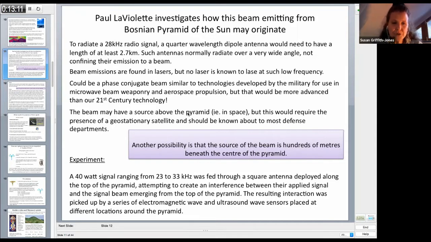Now, the other possibility is that the source of the beam is hundreds of meters beneath the center of the pyramid. And so this is an experiment that was done to find out if this is so. A 40-watt signal ranging from 23 to 33 kilohertz was fed through a square antenna deployed along the top of the pyramid, attempting to create an interference between their applied signal and the signal beam emerging from the top of the pyramid. The resulting interaction was picked up by a series of electromagnetic wave and ultrasound wave sensors placed at different locations around the pyramid.